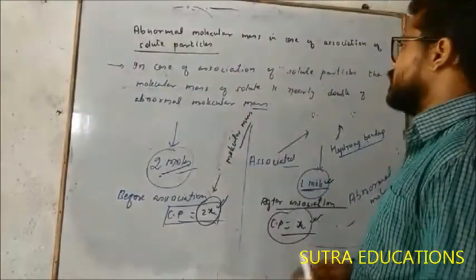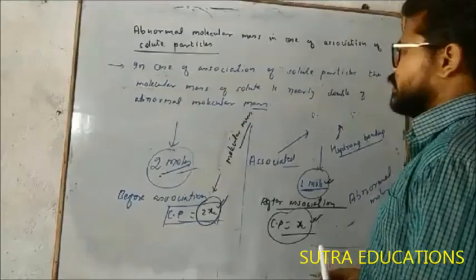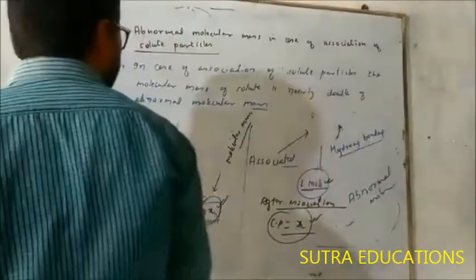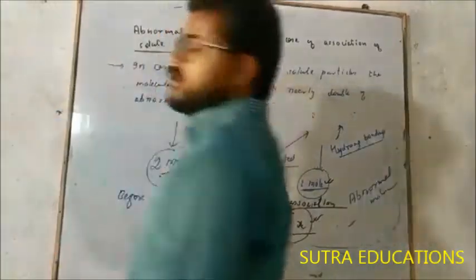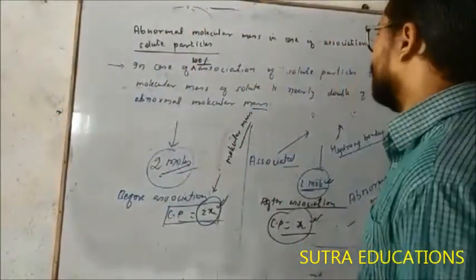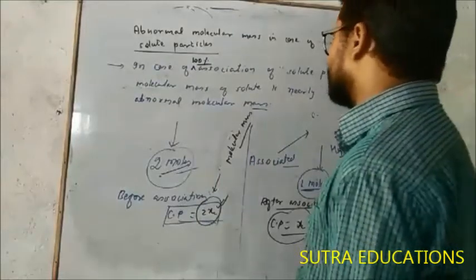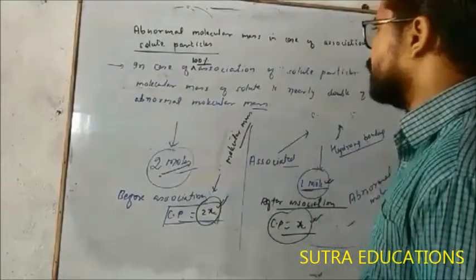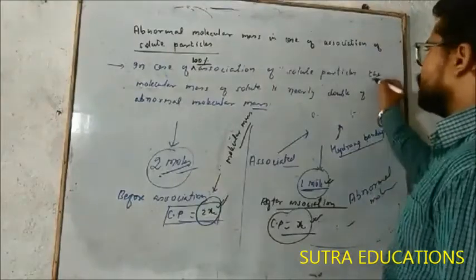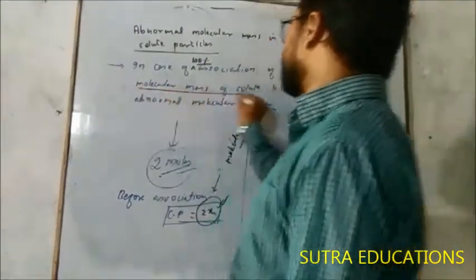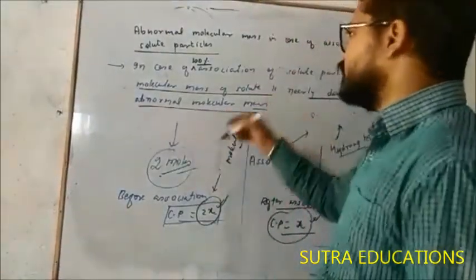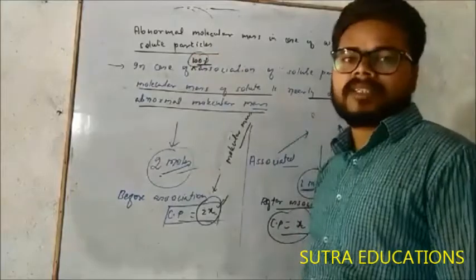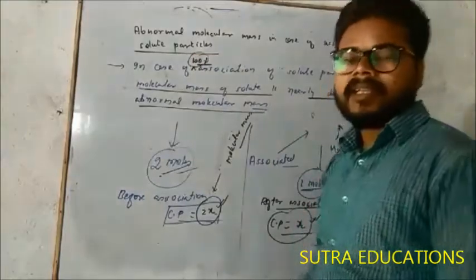Okay, in case of association of solute particles, better to write here in case of 100% association. In case of 100% association of solute particles, the molecular mass of solute is nearly double of the abnormal molecular mass. Nearly double. Why? Because 100% association is taking place. Getting this?